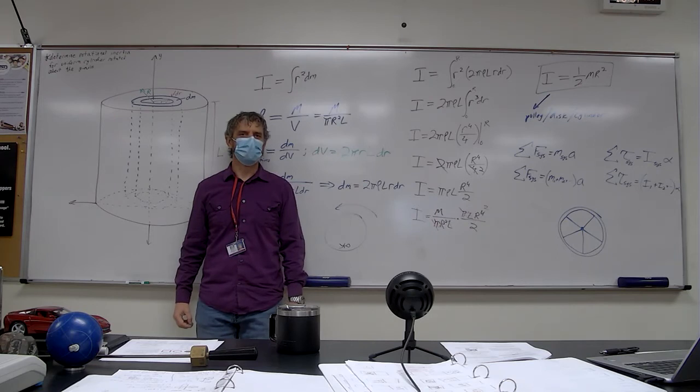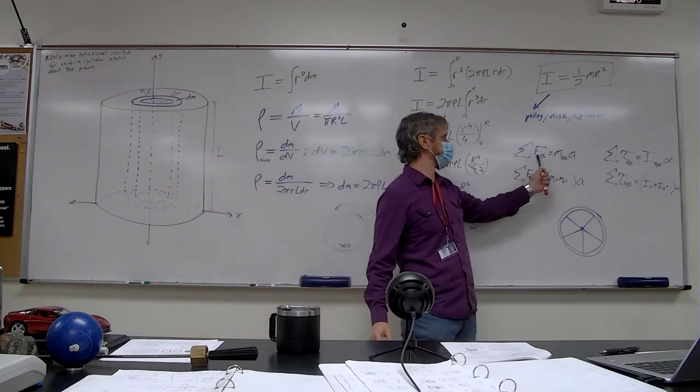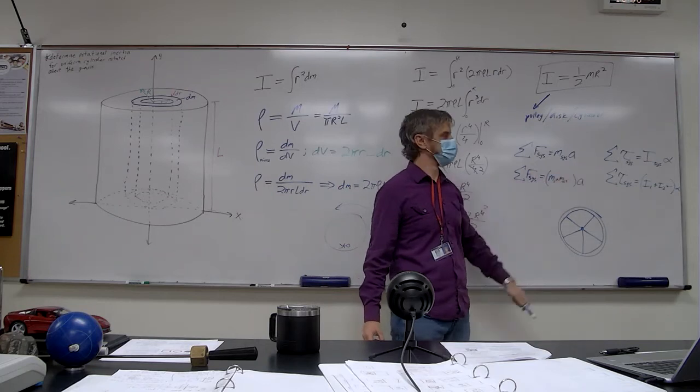That's a good question. That's outside of school. Well, to directly measure a rotational inertia, it's like mass. To directly measure mass, you've got to apply a force and measure the acceleration. For rotational inertia, you apply a torque and measure the angular acceleration.